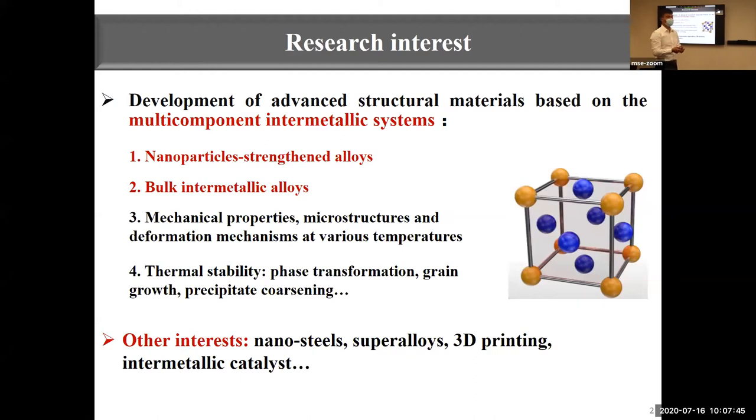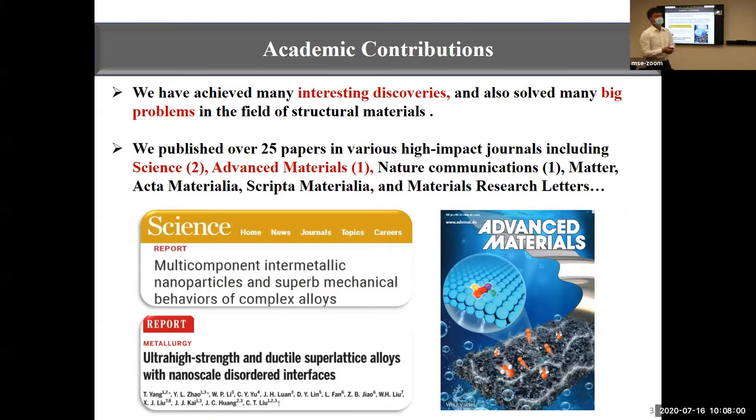I was also very interested in some other types of material, like nanosteels, superalloys, 3D printing, and also the catalyst application of intermetallic materials. During the past 4 to 5 years, I mainly focused on solving many big problems in structural materials. We have achieved many interesting discoveries and results. Until now, we have published over 25 papers in various high impact journals, for example 2 papers in Science, 1 paper in Advanced Materials, and Nature Communications, and some papers in top journals of physical metallurgy, like Acta, Scripta, and some other journals.